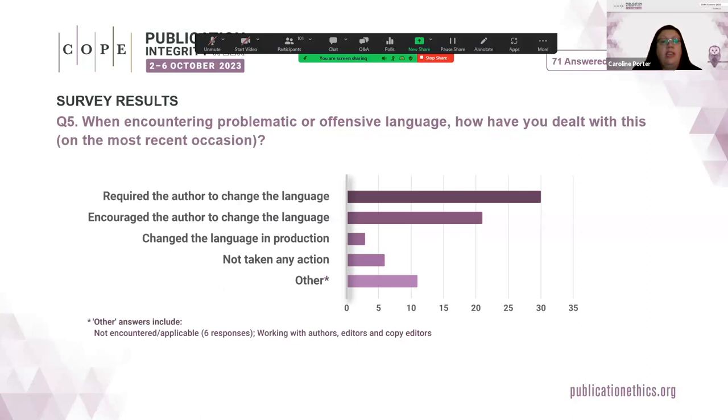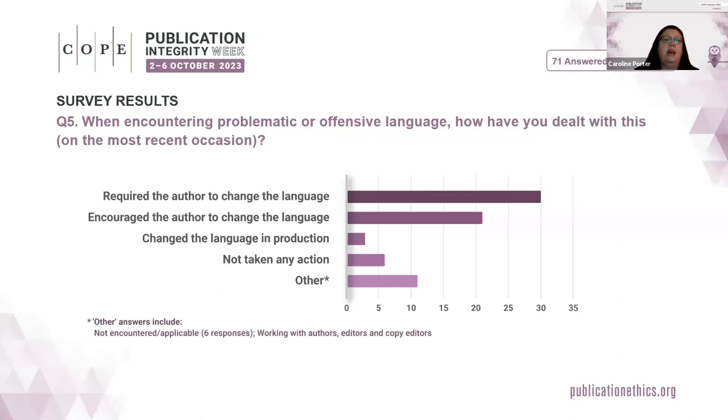We also asked, when encountering problematic or offensive language, how you have dealt with this. A number of you have required the author to change the language or encouraged the author to change the language. Some of you have decided not to take any action. Others have decided to work with authors, editors, and copy editors to address it or change the language in production. But it's interesting to see that the majority of the respondents here have either required or encouraged the author to make some changes.